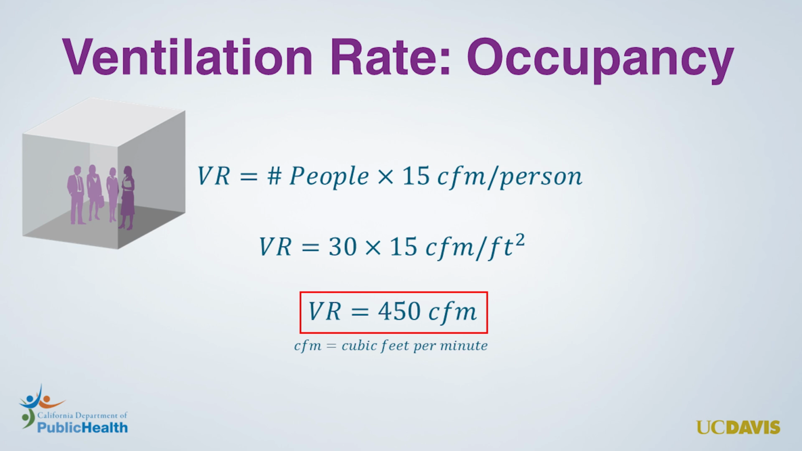The occupancy calculation involves multiplying the number of people that can occupy the space by 15 cubic feet per minute per person. Consider our example of the 1,000 square foot classroom. Let's say it's designed for 30 people. To find the minimum ventilation rate based on occupancy, multiply 30 people by 15 CFM per person, resulting in a minimum ventilation rate of 450 CFM.